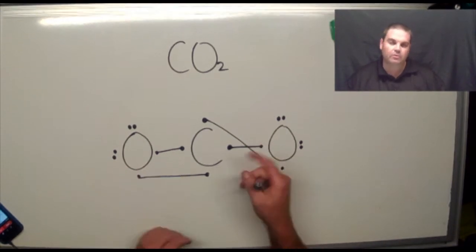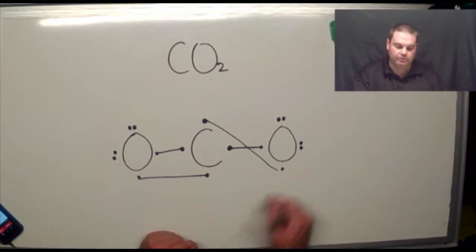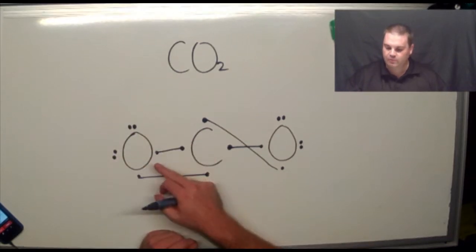The carbon atom in the middle has 1, 2, 3, 4, 5, 6, 7, 8 electrons around it. The oxygen atom has 1, 2, 3, 4, 5, 6, 7, 8, and this one also has 8 around it as well. So they've both got a full outer shell.